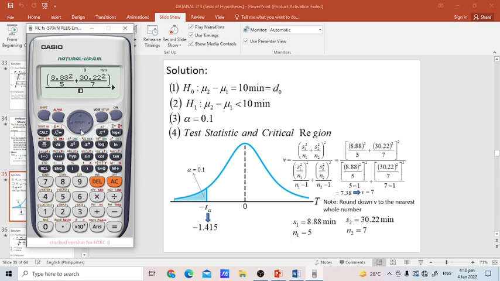Okay, then we have 8.88 squared over 5, then squared, all over 5 minus 1. Okay, so plus, so we have 30.22.